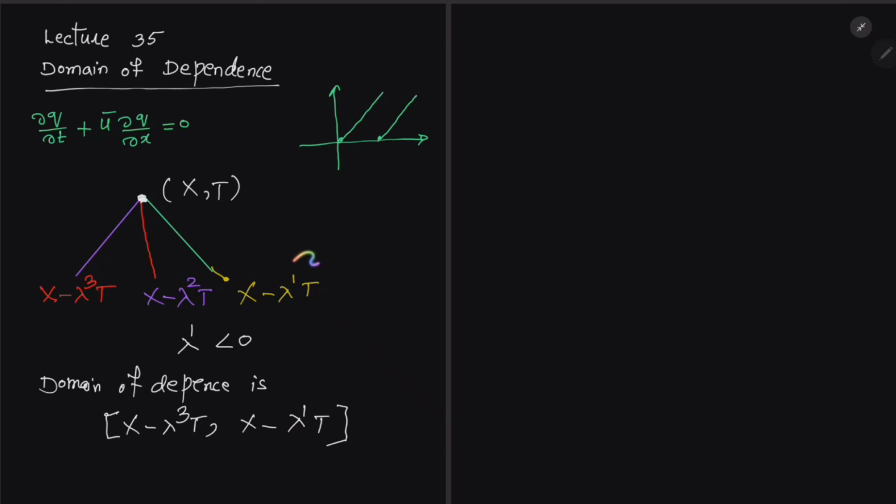If we have some point outside this interval, then that point does not affect this point. Okay, so this is the concept of domain of dependence. It is a very important concept. As I mentioned earlier, this domain of dependence helps us decide whether to use an explicit method or an implicit method.